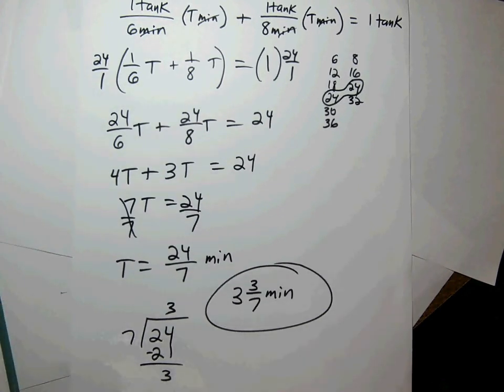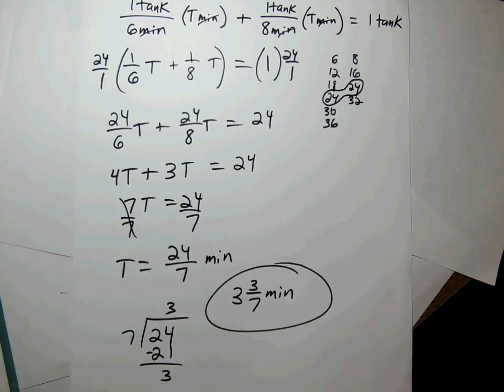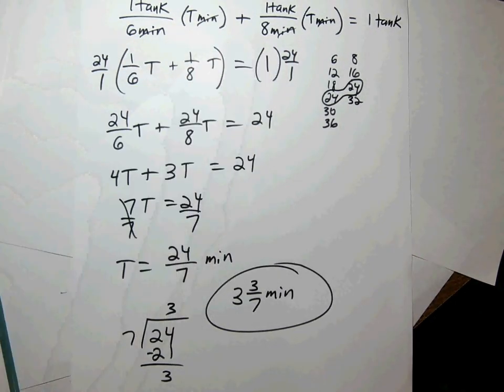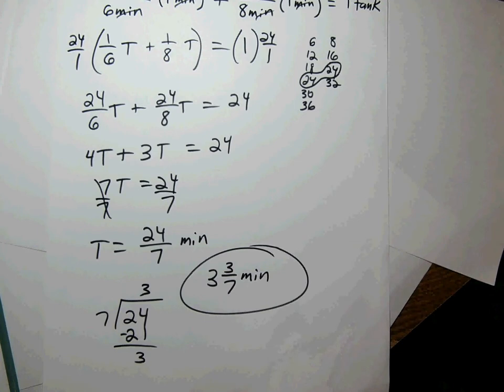Now, always give it the stupid test. Does that make any common sense to what I know? I know that one pipe alone can do it in 6 minutes. I know the other pipe alone can do it in 8 minutes. So working together, they better be able to improve on the 6 and the 8, right? They have to be less, and they are less. So that at least passes the common sense test. Always check for that.